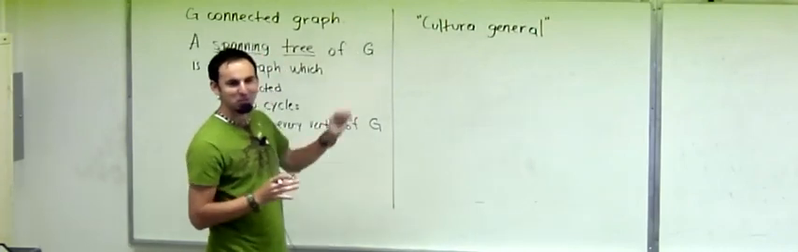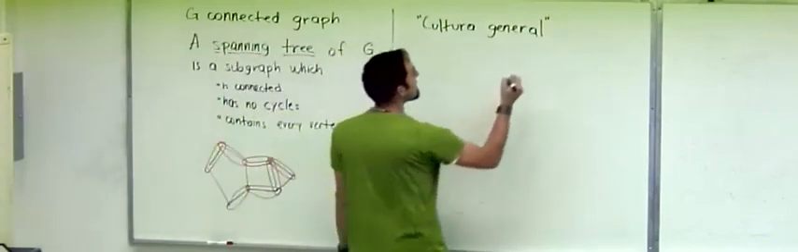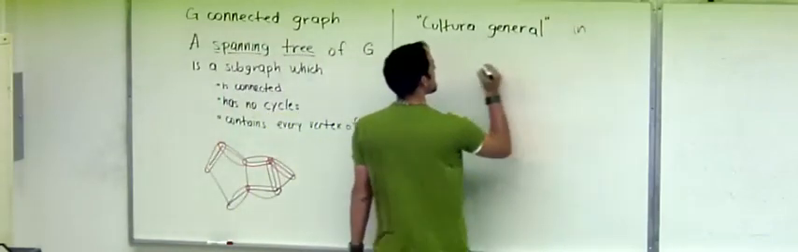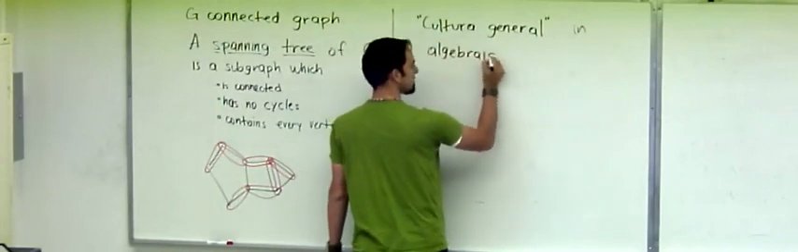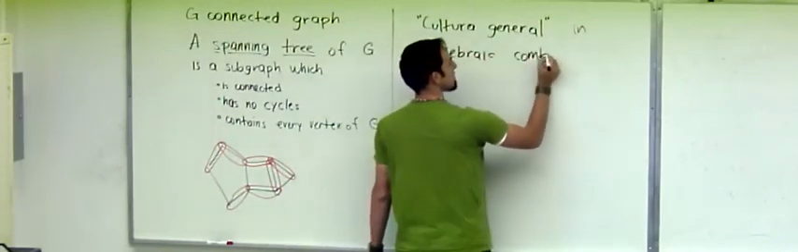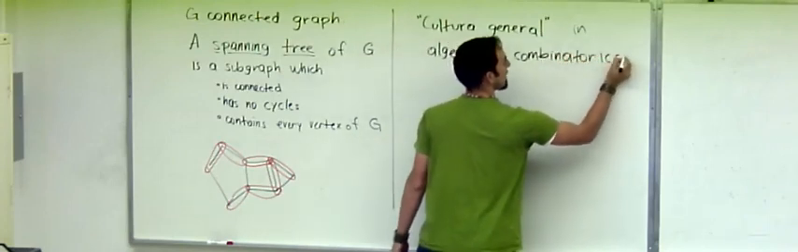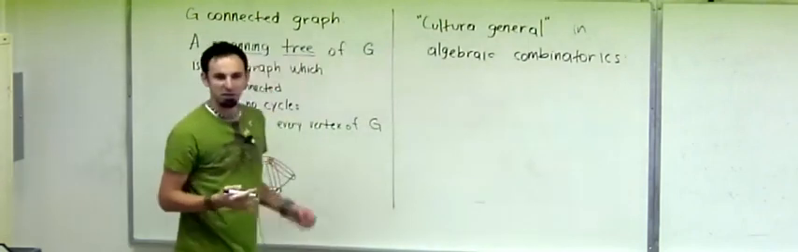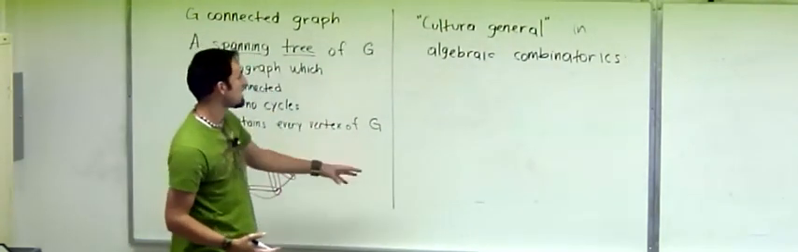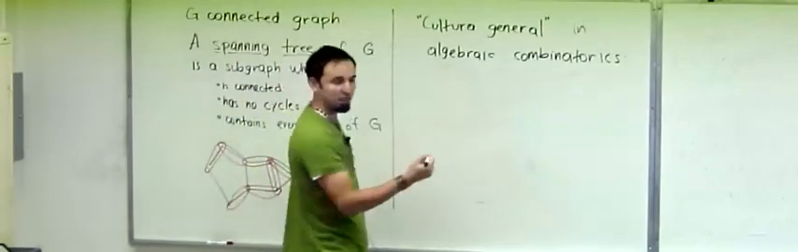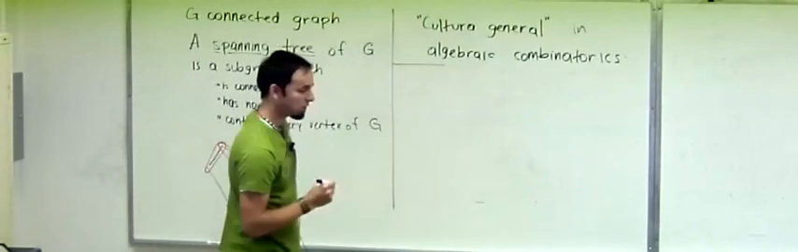But cultura general, things that a student of combinatorics should know. Cultura general in algebraic combinatorics. And you might have heard in the past something called algebraic combinatorics. And you might have wondered what this algebraic combinatorics business is about. I mean, people dedicate their whole research to algebraic combinatorics, and I want to start by showing you a theorem in algebraic combinatorics.